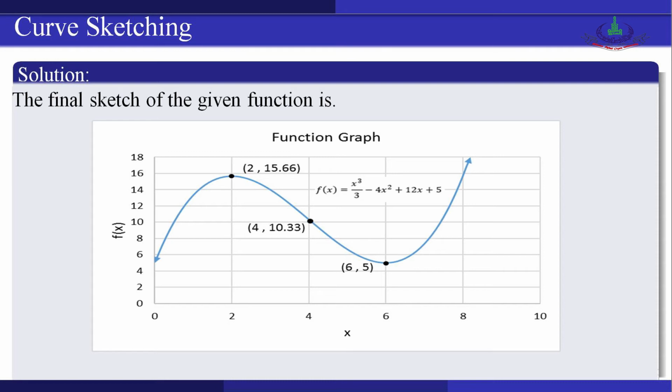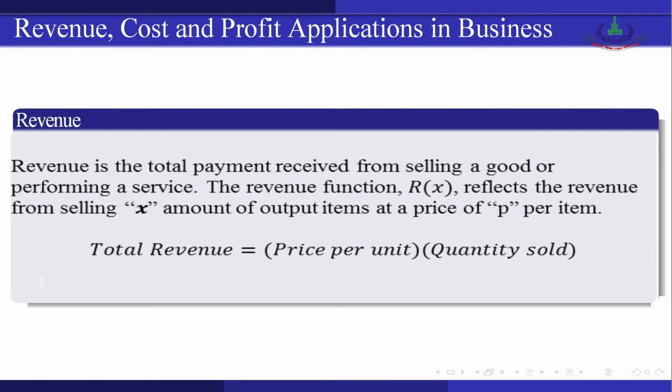Dear students, now we define the revenue function. Revenue is the total payment received from selling a good or performing a service. The revenue function is denoted by R of x, and it reflects the revenue from selling x items at the price P per item. Therefore, we can write that total revenue is equal to price per unit multiplied by the quantity sold.